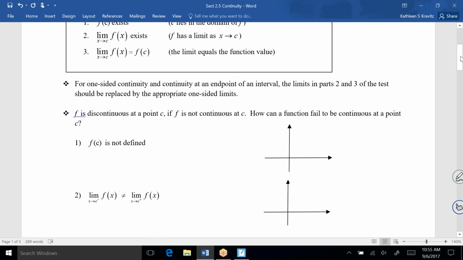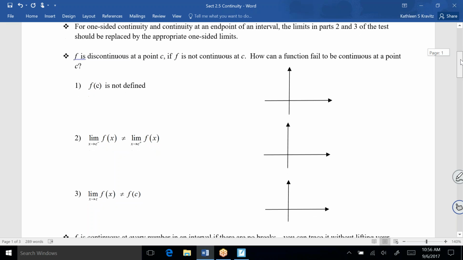And then also for one-sided continuity and continuity at an endpoint of an interval, the limits in parts 2 and 3 of the test should be replaced by the appropriate one-sided limit. So it works for one-sided limits as well.